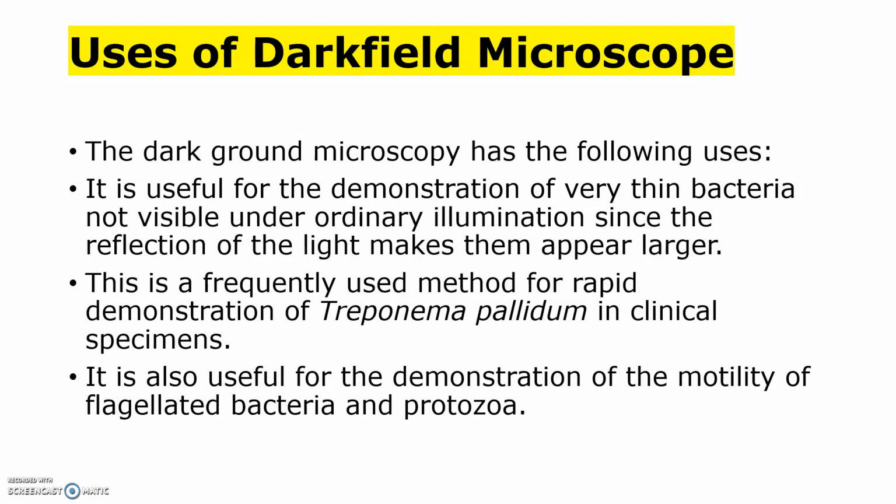Next is about the uses of the dark field microscope. The dark ground microscope has the following uses. It is useful for the demonstration of very thin bacteria such as spirochetes, Treponema, etc., which are not visible under ordinary illumination, since the reflection of the light makes them appear larger. This is a frequently used method for rapid demonstration of Treponema pallidum in clinical specimens. Treponema pallidum is responsible for causing syphilis, which is a sexually transmitted disease. It is also used for the demonstration of motility of flagellated bacteria and protozoa.